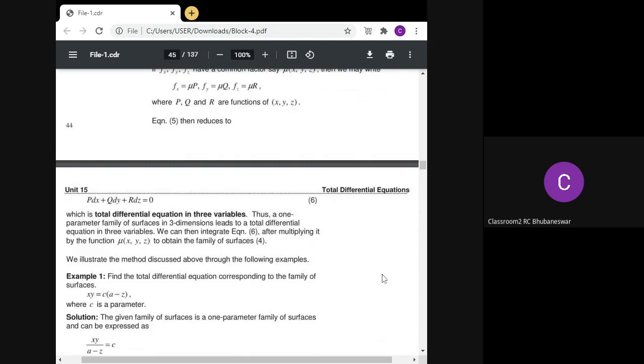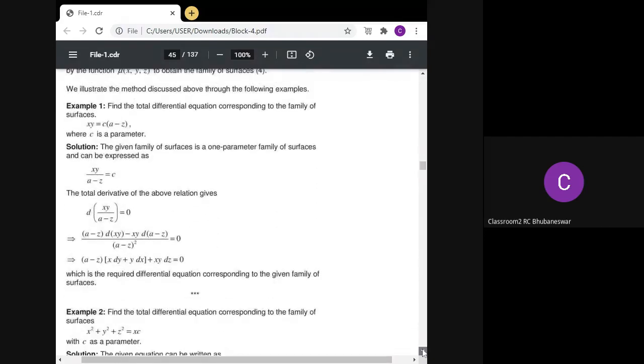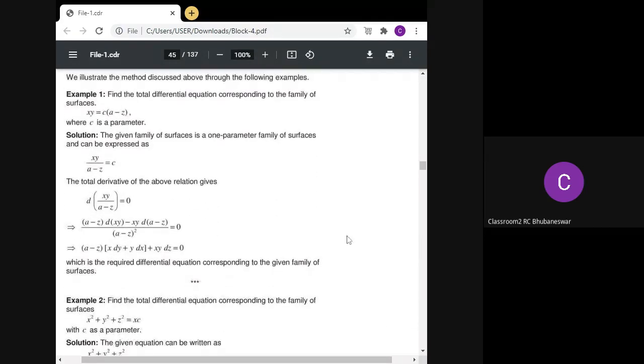So let us quickly go through example number 1 to discuss the formulation of a total differential equation for a one parameter family of curves. Here a family of surfaces is given in the form xy equals c into (a minus z). Clearly c is a parameter, but a may be any constant. So we will treat this as a one parameter family of curves.